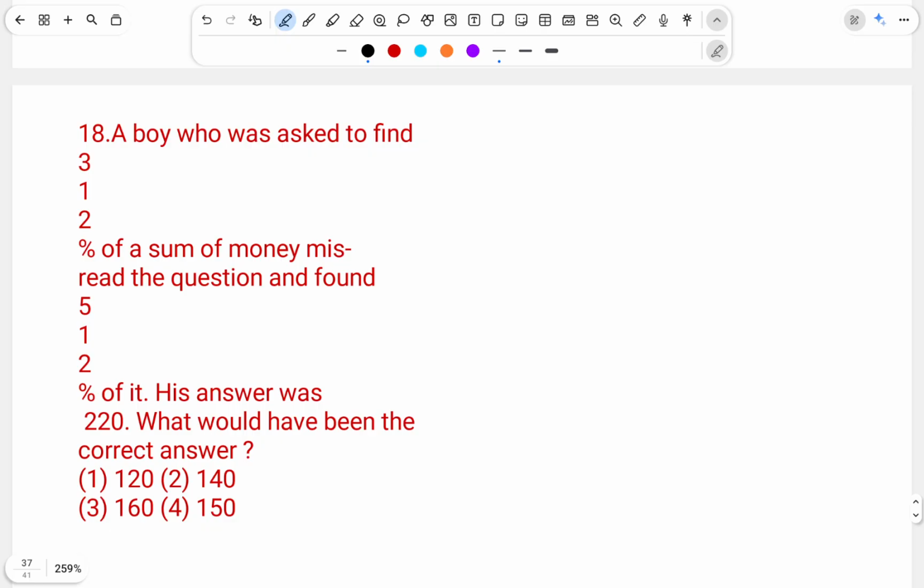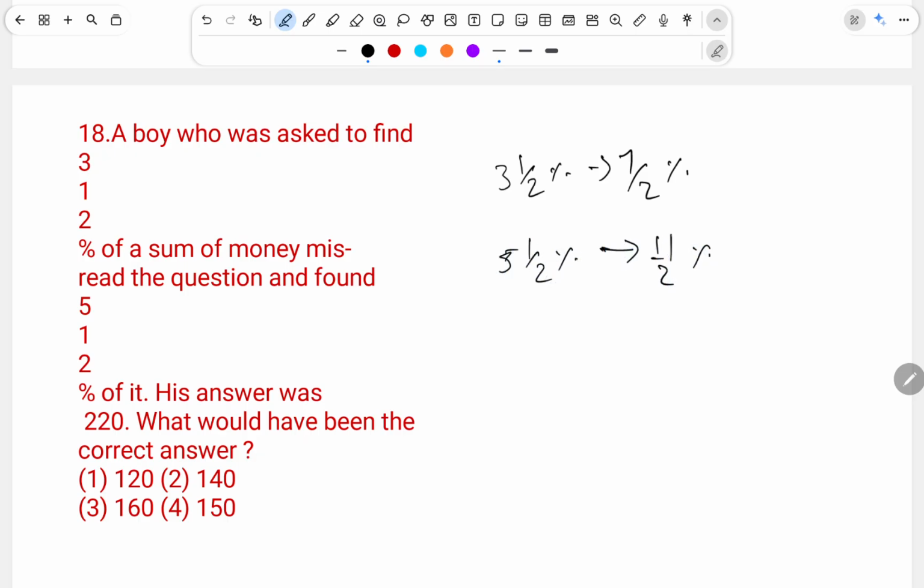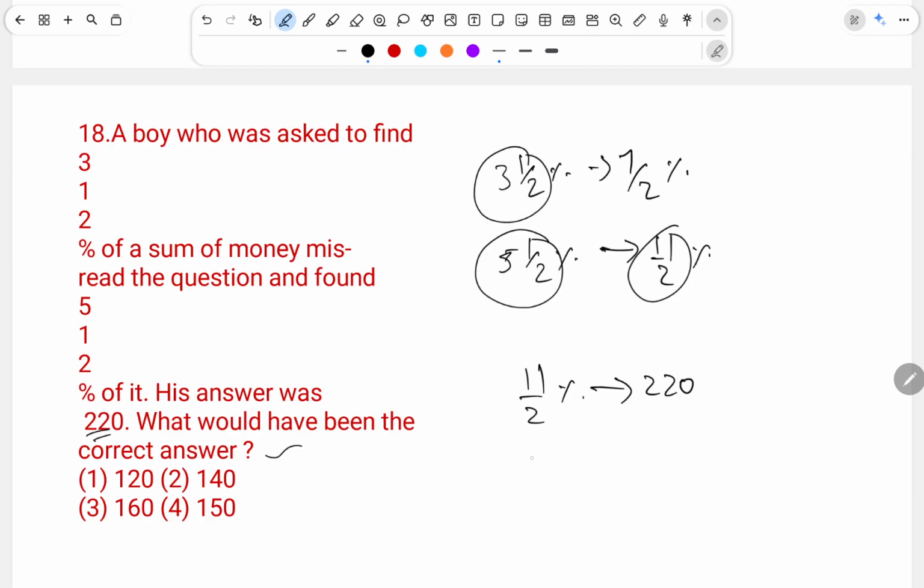A boy who was asked to find 3 1 by 2%, which can be written as 7 by 2%, of a sum of money. We don't know how much it is. He misread the question and found 5 1 by 2% of it. 5 1 by 2% will be 11 by 2%. His answer was 220. Means this 5 and a half, 11 by 2, is 220 given. What would have been the correct answer? 3 1 by 2 is what? Means 7 by 2% is what they are asking.